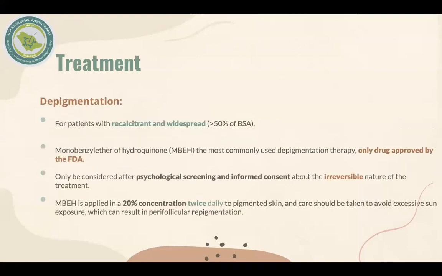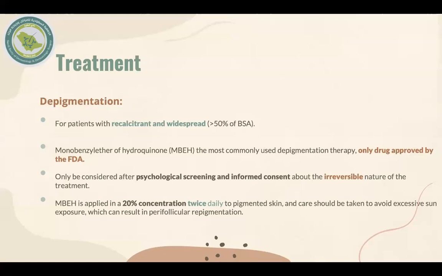We have another modality of treatment, which is depigmentation. This is used for patients with recalcitrant and widespread disease, more than 50% of the body surface area. We use monobenzyl ether of hydroquinone, which is the most commonly used in depigmentation therapy and the only drug approved by the FDA. Only considered after psychological screening and informed consent. Why? Because it has an irreversible effect. It will cause irreversible whitening of the body.